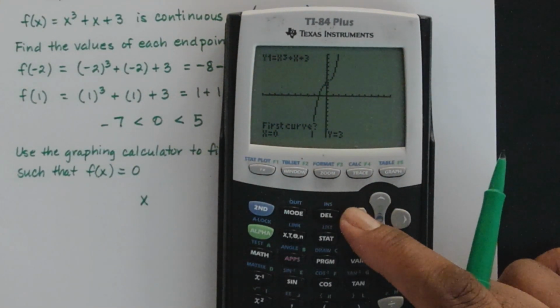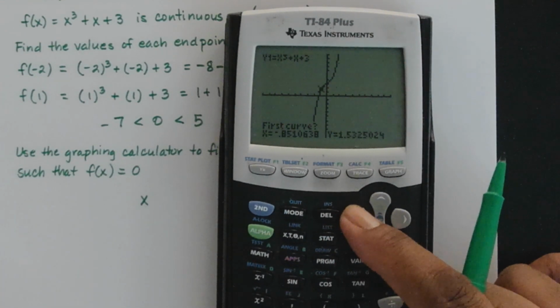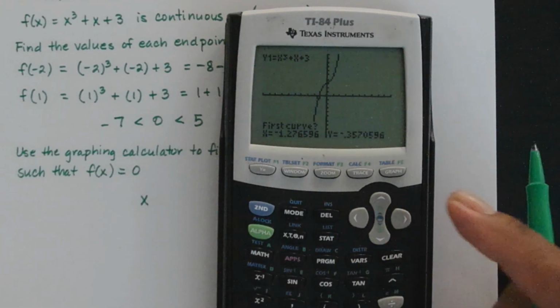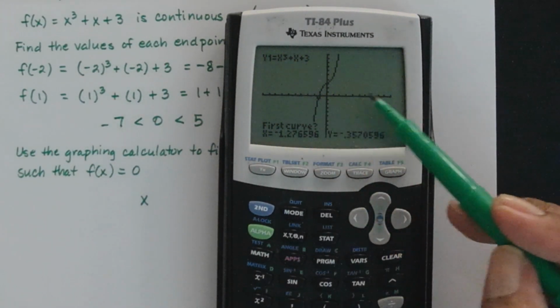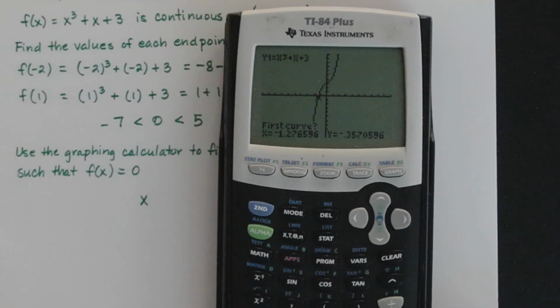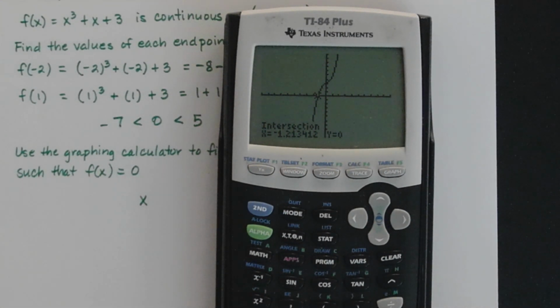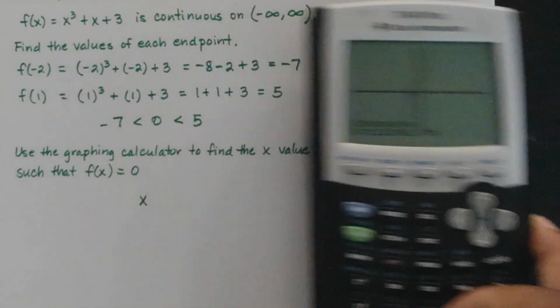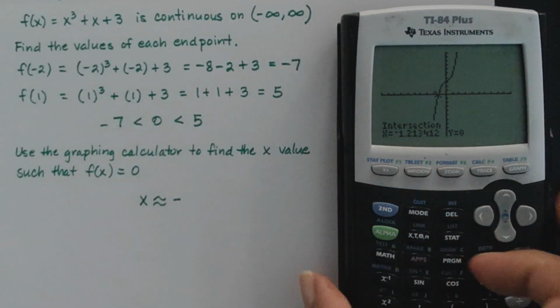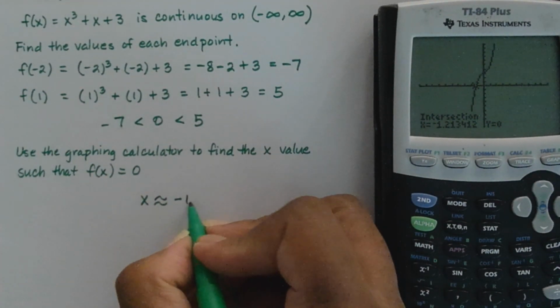Now I'm going to use my left arrow key to put the blinking cursor as close as I can to that point of intersection. Because here y equals 0, which is the x-axis, and the graph, I'm finding the intersection of the two. Then I'm going to press enter 3 times. And to 3 decimal places, that x value where f of x is equal to 0 is approximately negative 1.213.